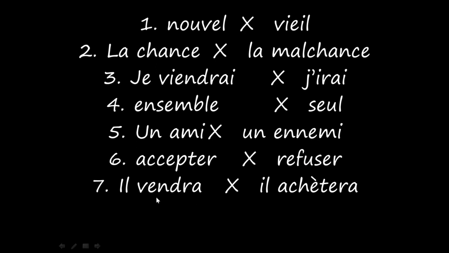Il vendra, il achètera. So here the verb vendre is conjugated, right? It's an -re ending verb, as I told you. So we have cut the e and added the ending. Vendra, don't get confused with viendra. It's vendra, from to sell, which means he will sell. Il vendra, he will sell. So the opposite is the verb acheter. So il achètera will be conjugated in future simple. So that's it for now.